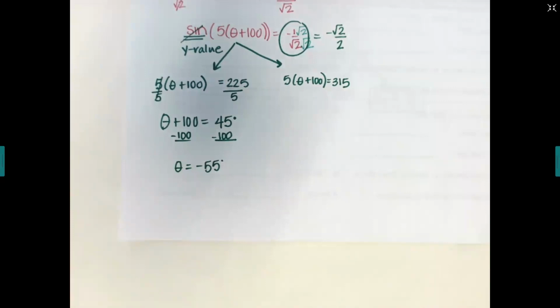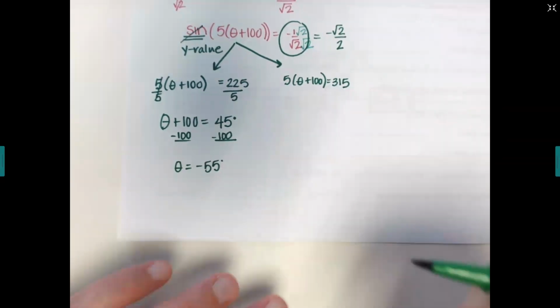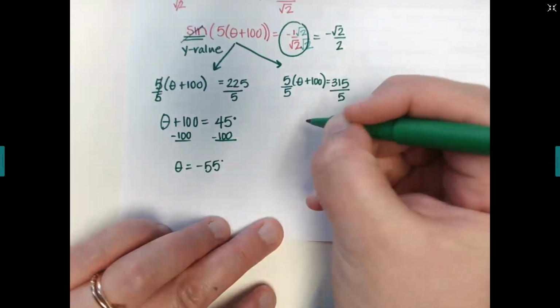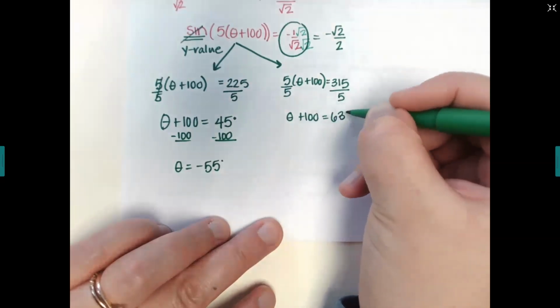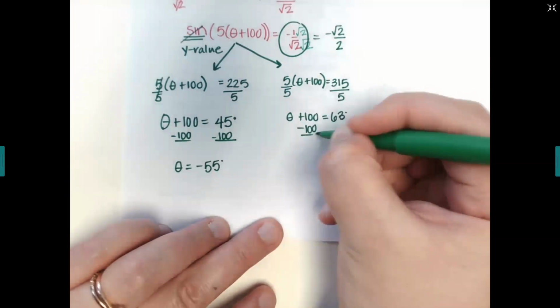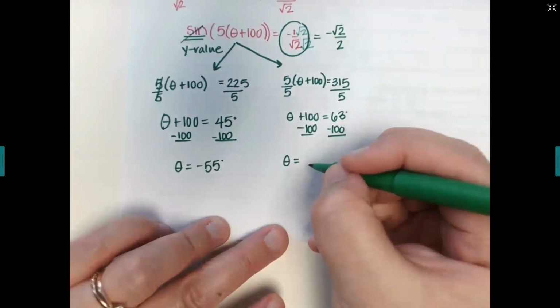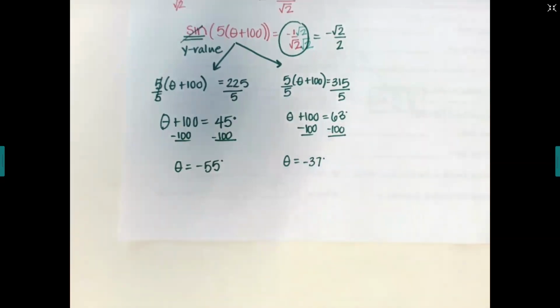Remember, your steps should be identical because you're solving the same equation twice, just with a different right side value. What is 315 divided by 5? 63. Minus that 100 across. What is 63 minus 100? Negative 37.